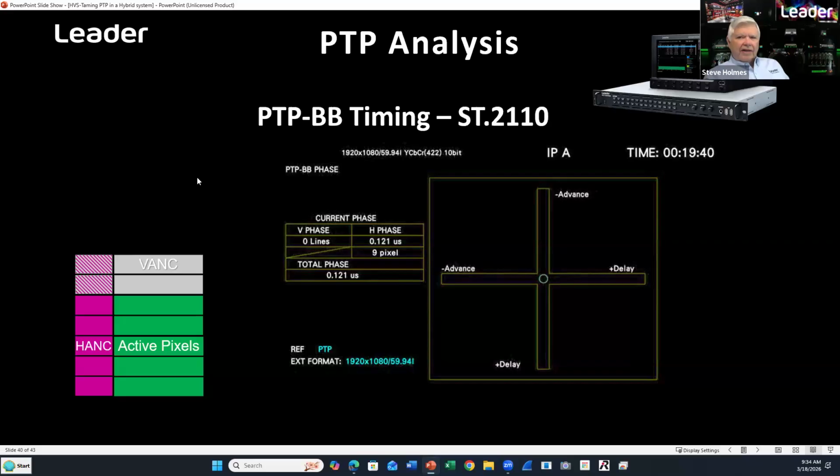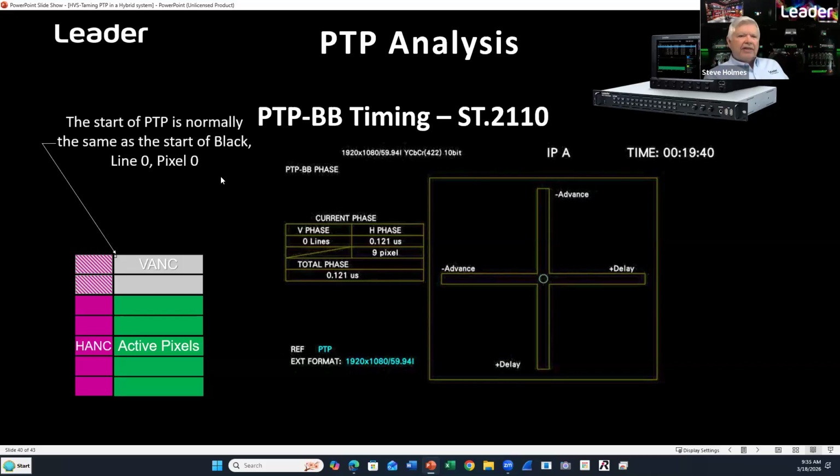The other unique thing is verifying PTP timing. Now, PTP and Blackburst have the same exact starting point. Both of them start at line 0, pixel 0. And we need to verify that my PTP is starting and my PTP and Blackburst are acting as they should, and they're perfectly in time with each other.